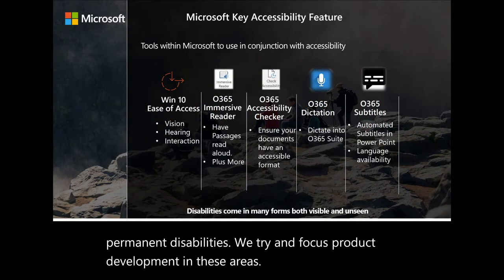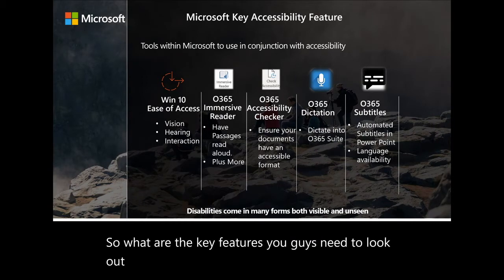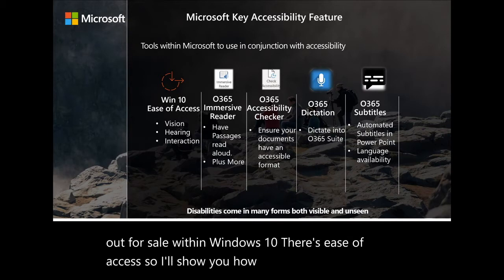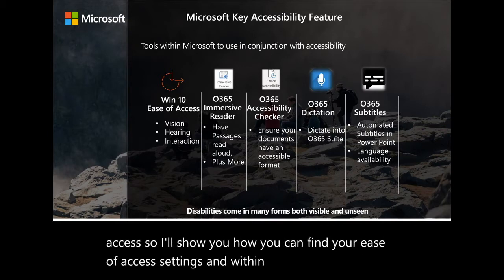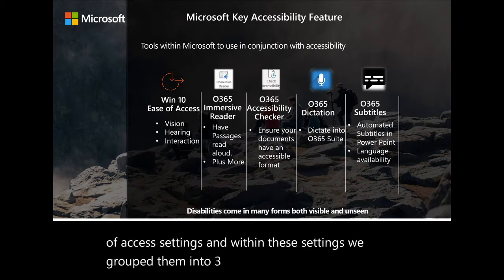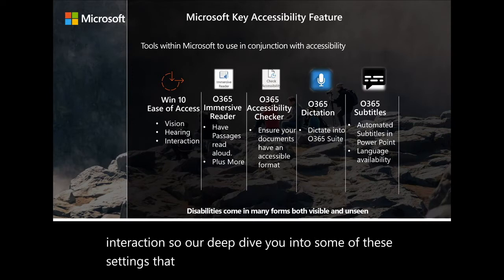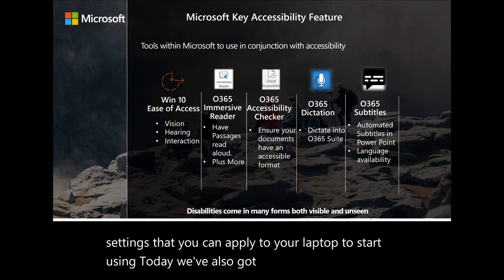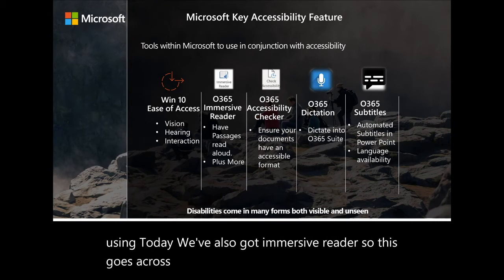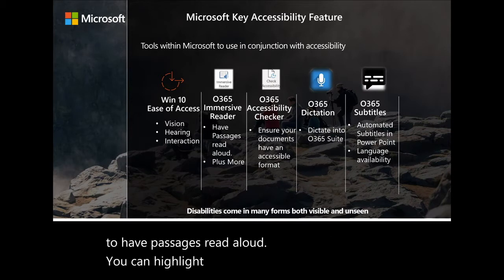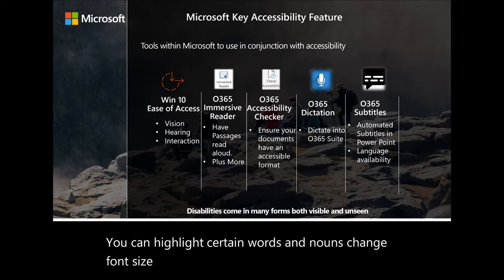So what are the key features you guys need to look out for? So within Windows 10, there's ease of access. So I'll show you how you can find your ease of access settings. And within these settings, we group them into 3 areas: vision, hearing, and interaction. So I'll deep dive you into some of these settings that you can apply to your laptop to start using today. We've also got immersive reader, so this goes across OneNote and Teams, and it's great to have passages read aloud. You can highlight certain words and nouns, change font size and background color. There's also a translation tool in there as well.